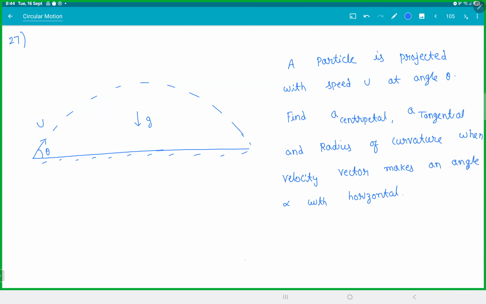So in case you're wondering what I'm asking, this is what I'm asking. As this particle goes in a parabolic path, at some point it will have some velocity, and it will make an angle alpha. At this instant, what is the a centripetal, a tangential, and radius of curvature? So you can treat this parabola as a part of different circles. So I want the radius of curvature of that. Let's get this.